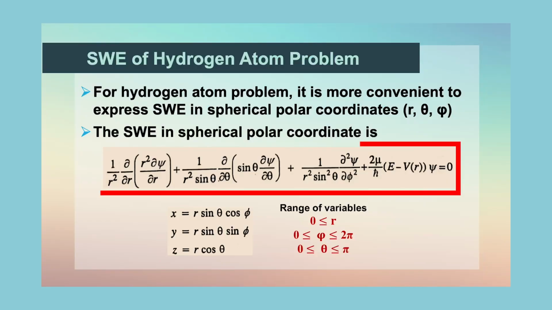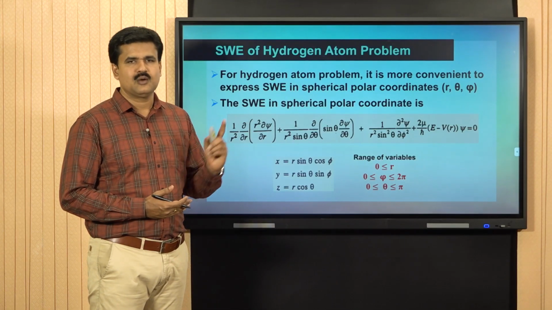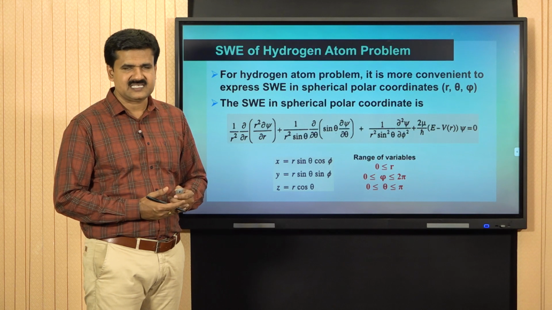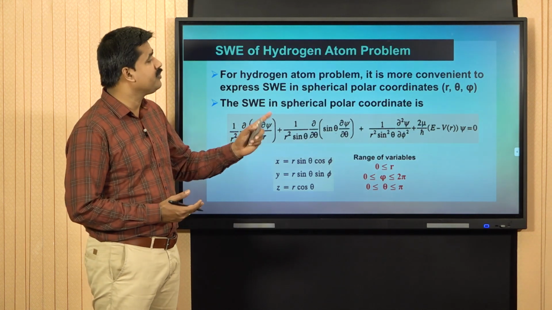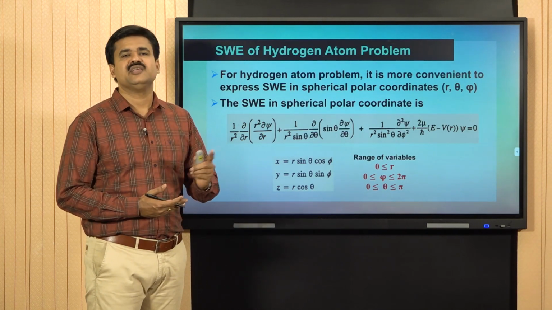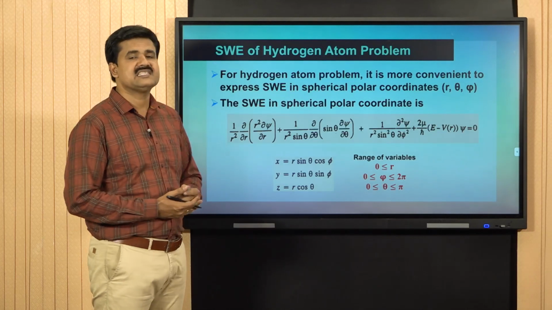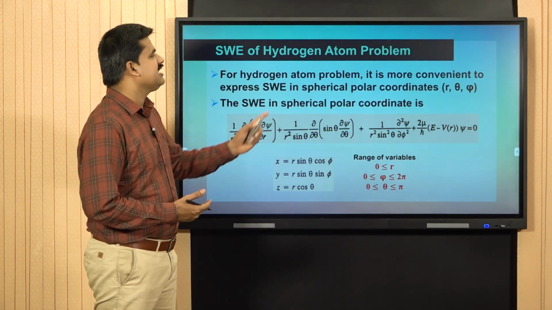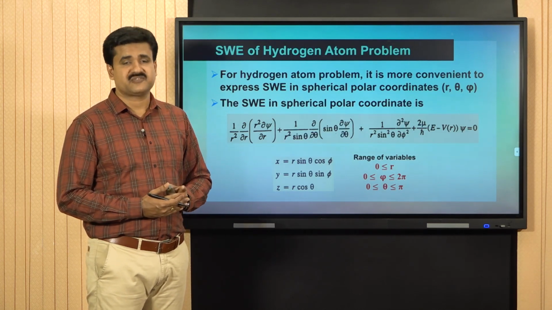1/r² ∂/∂r (r² ∂ψ/∂r) + 1/(r² sinθ) ∂/∂θ (sinθ ∂ψ/∂θ) + 1/(r² sin²θ) ∂²ψ/∂φ² + (2μ/ħ²)(E − V(r))ψ = 0. Here, it should be noted that μ represents the reduced mass of the system.